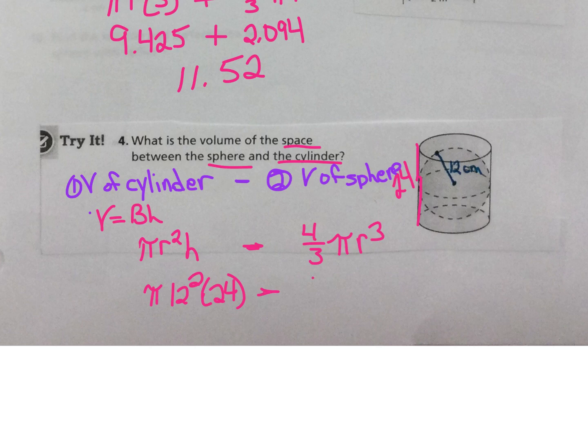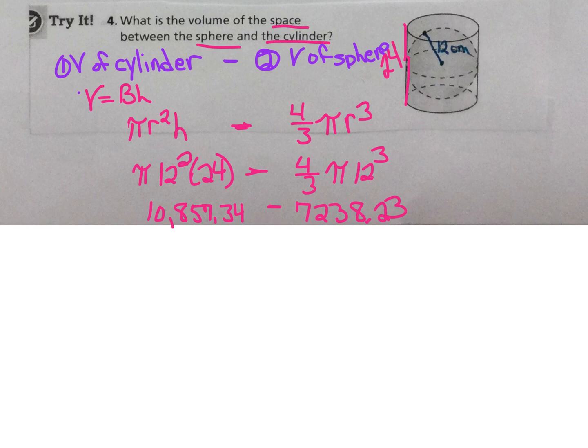And then the radius is 12 again. If you put that in your calculator, you should get 10,857.34 minus 7,238.23. And if you subtract them, 3,619.11 cubic centimeters. Okay? All right, just a few more.